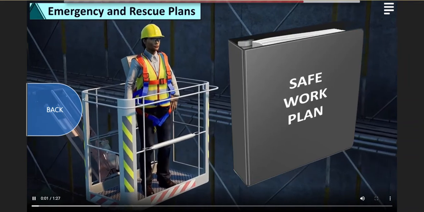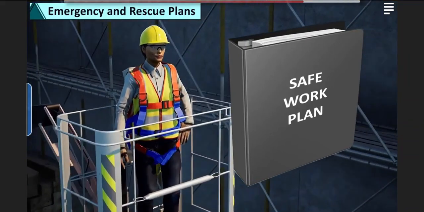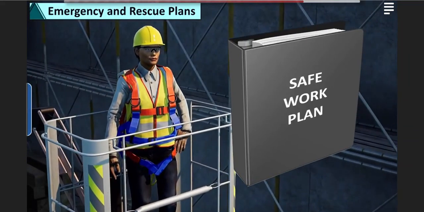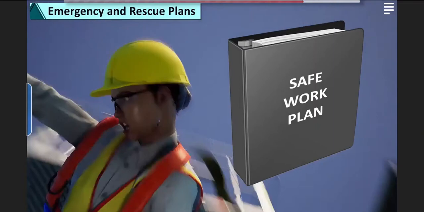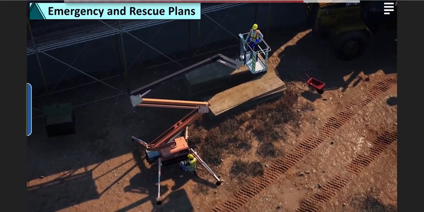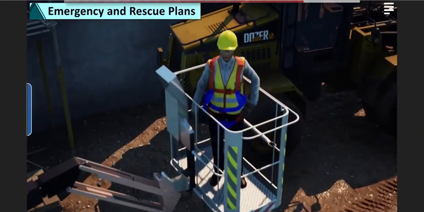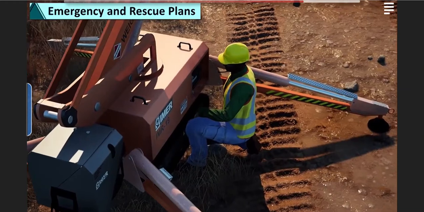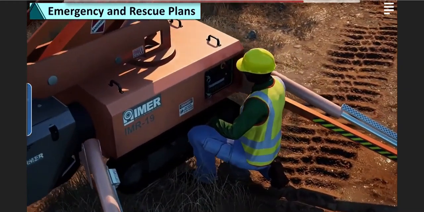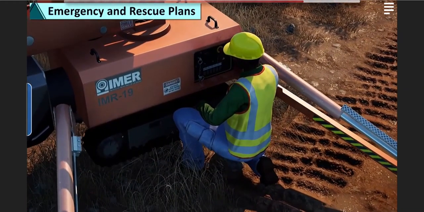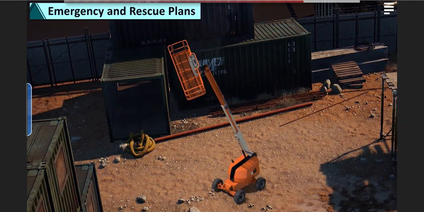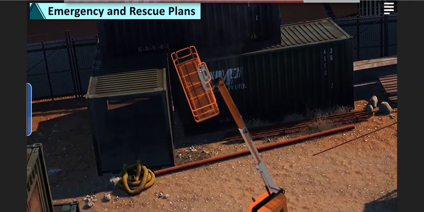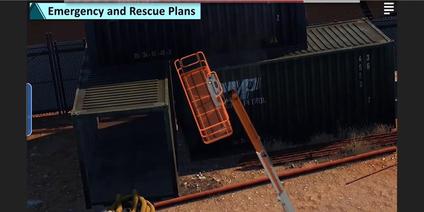The Safe Work Plan must include emergency plans for situations such as workers being trapped on or falling from an elevated work platform. During work, there must always be at least one person on the platform and another person on site but not on the platform who knows when and how to use the emergency controls. The plan must include rescue procedures if the work platform cannot be lowered or becomes unstable.